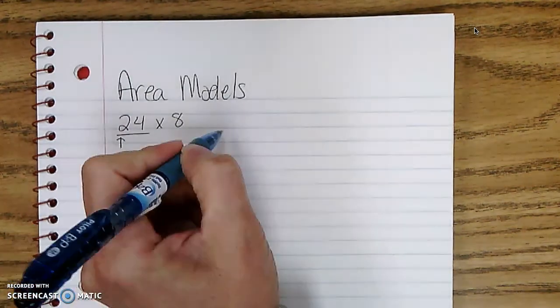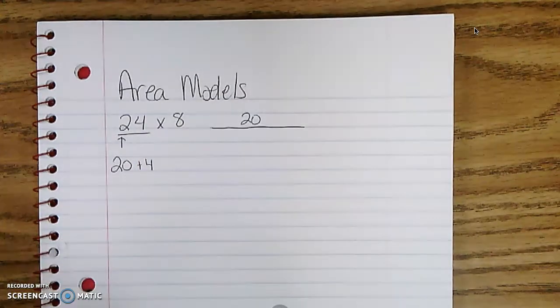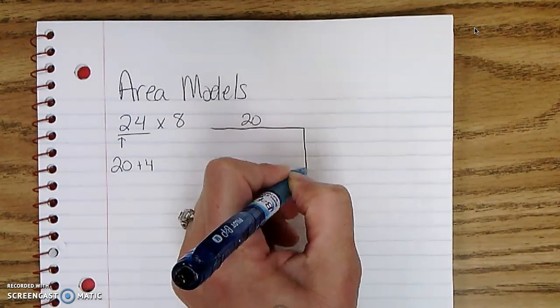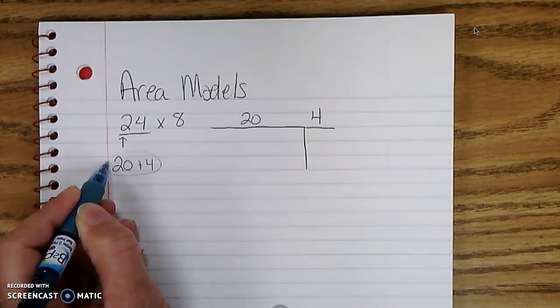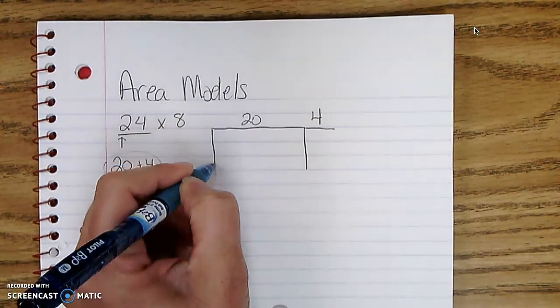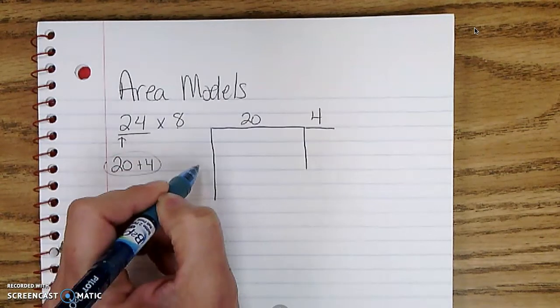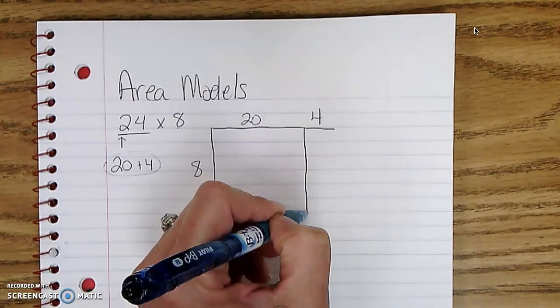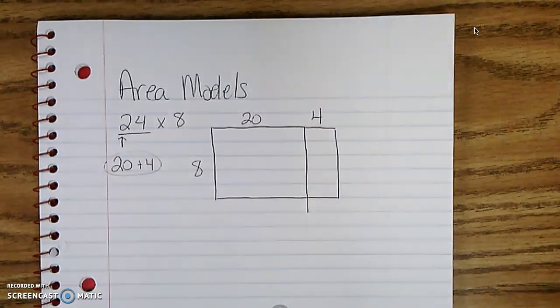to draw our model. So I'm going to draw a line this way. That's going to represent my 20. Come down here a little bit. Draw another section there. That's going to be for my 4. And I got those numbers from here. Coming down this way, I'm going to take my second factor, which is 8, and put it here. And then, oops, I went too far there. And then I'm going to close this in as a rectangle.